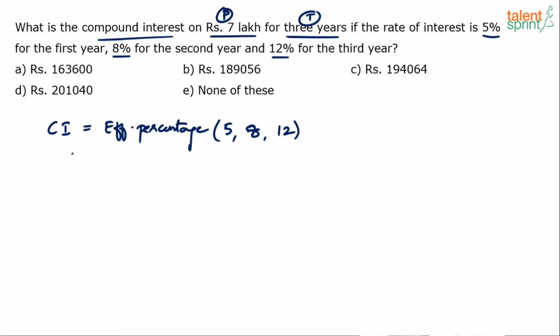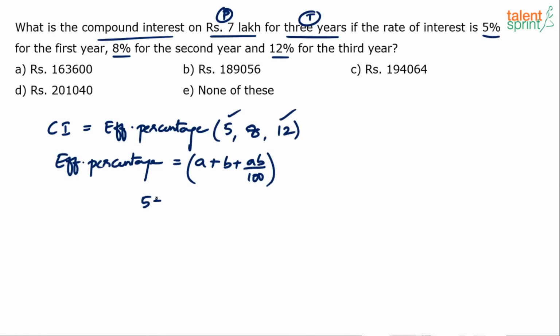You know what effective percentage is, right? Effective percentage is equal to A plus B plus AB by 100. So let's do the calculation. You can choose values in any order. Let's take 5 and 12 first. So 5 plus 12 plus 5 into 12 by 100. 5 plus 12 is 17. 5 into 12 is 60. 60 by 100 is 0.6. So 17 plus 0.6, 17.6 percentage. I'm doing the effective of 5 and 12.